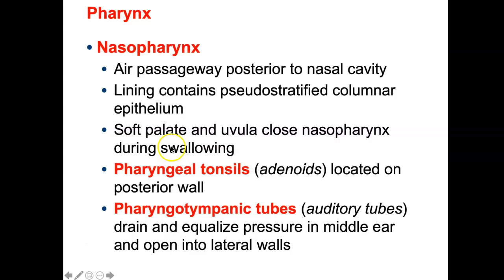Here are some of the items that are in the nasopharynx. It's telling you that it's an air passageway. It's lined with pseudostratified columnar epithelium. You remember these are the ones that were ciliated. There's the soft palate with the uvula. That's the structure that hangs down in the superior portion of your oral cavity. We have the pharyngeal tonsil, and then we have the pharyngeotympanic tube.